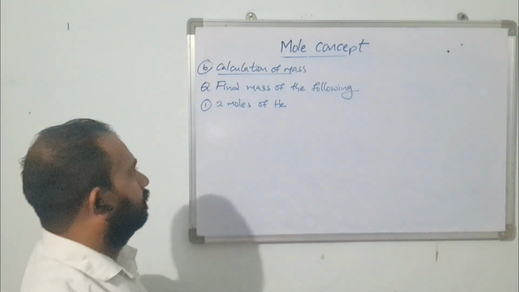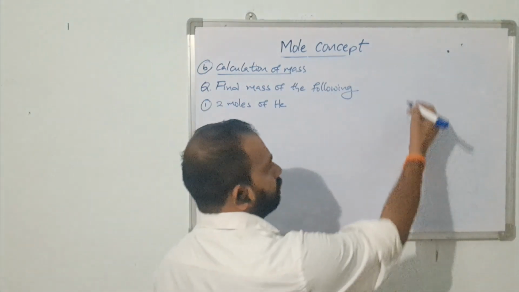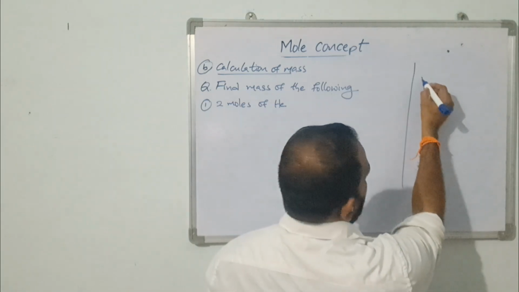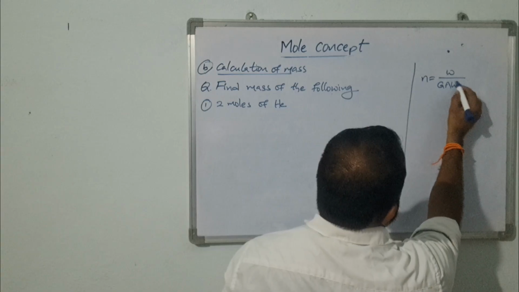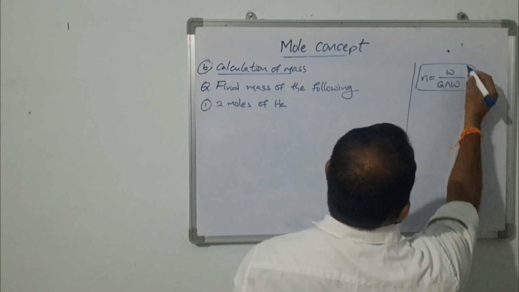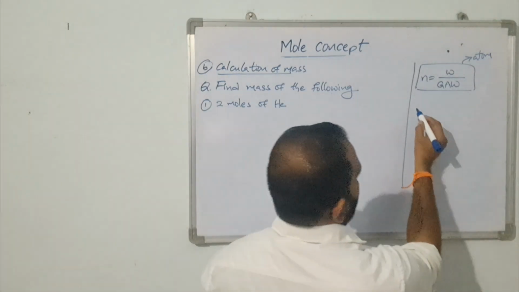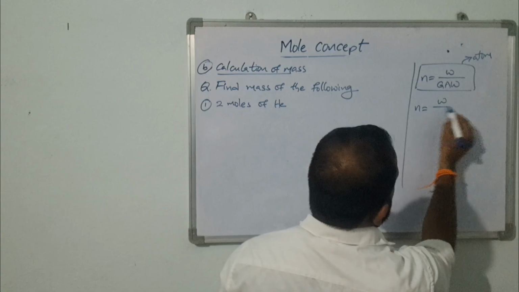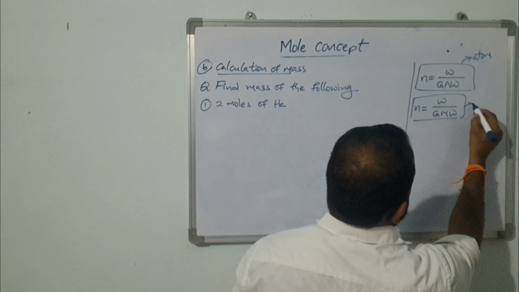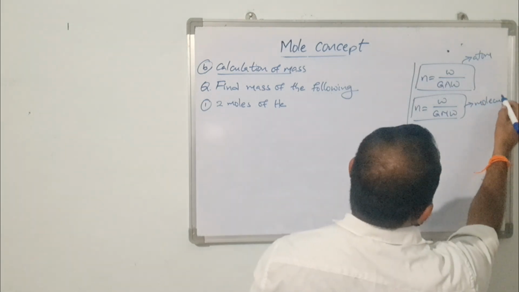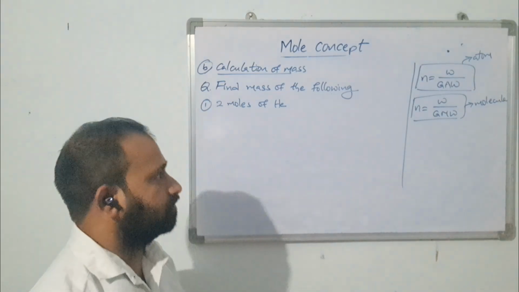Here also we should use the same formula, students. What is that? Number of moles is equal to given weight by gram atomic weight. This formula is for atoms. When atoms are given, we should use this formula. And the second one is number of moles is equal to given weight by gram molecular weight. This formula is used when molecules are given. So we should use these two formulas to calculate mass also.